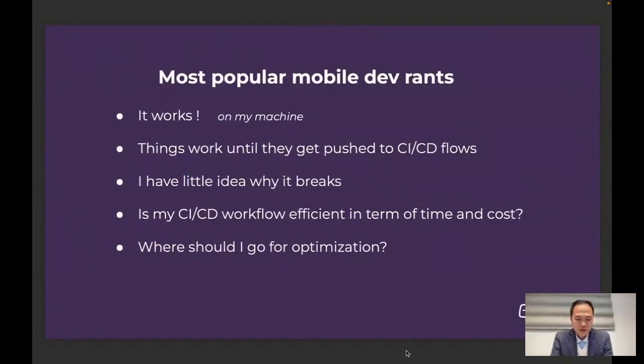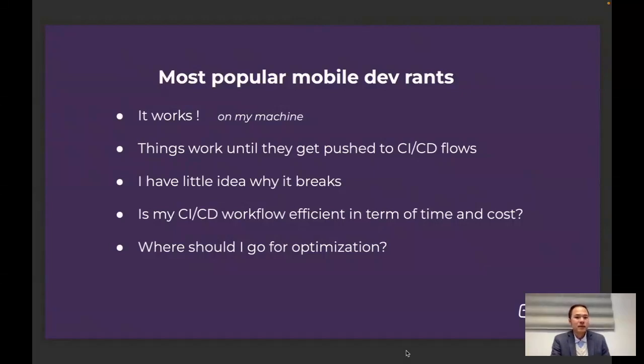Right, so let's get back to the main topic today. This is the most popular issue mobile developers get when they work on a mobile project. They say, hey, it works, but it only works on my development machine. When they deploy or run it on the CI/CD workflow, sometimes it works and sometimes it doesn't. And when it breaks, you may or may not have a clear indication why it works or why it breaks.